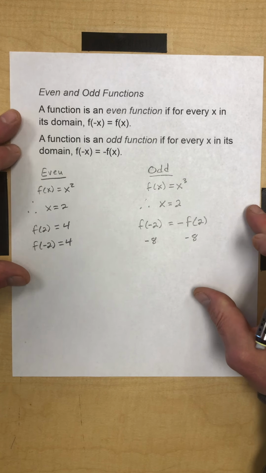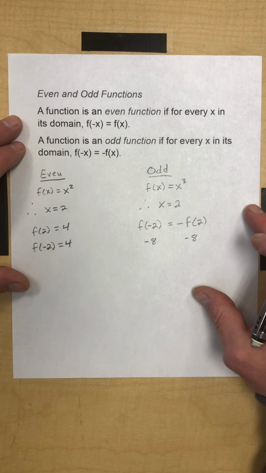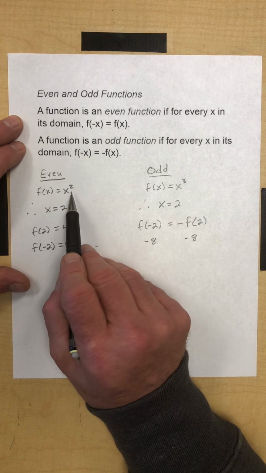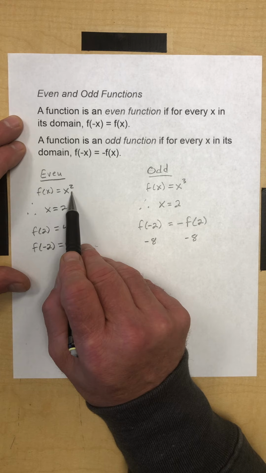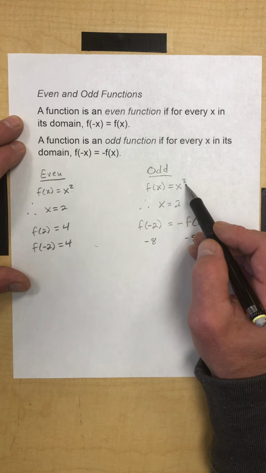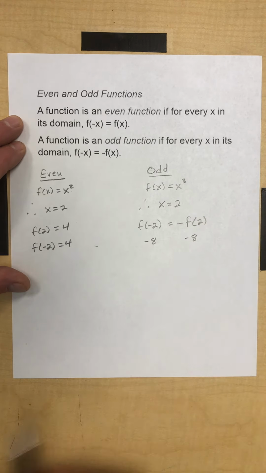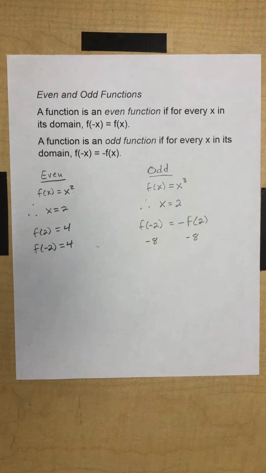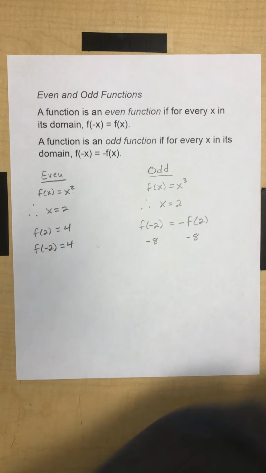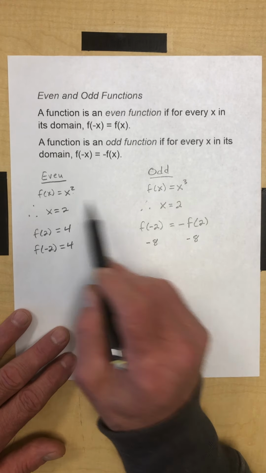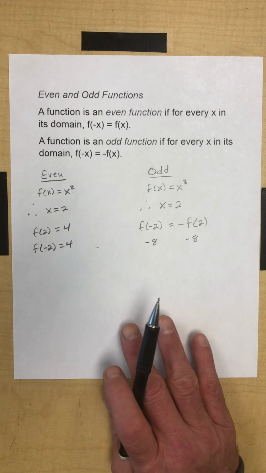Also notice, and obviously I chose these two examples for a reason, that the exponent of this function is even, and therefore we get an even function. The exponent of this function is odd, therefore we get an odd function. But even and odd functions can be attached to whatever different types of functions you're working with, not necessarily just polynomial functions. It works with trigonometric functions as well.